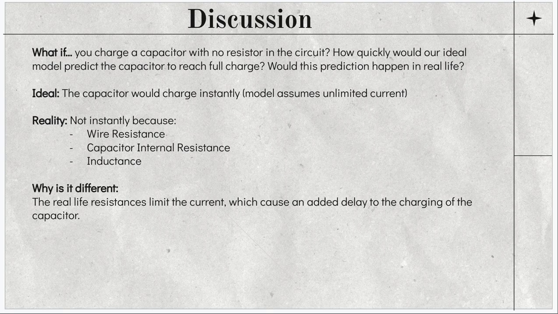Now ideally the capacitor would charge instantly, but this ideal model assumes a limited current. But in reality, this would not be instant because of things like wire resistance, capacitor internal resistance, and inductance. The reason for the difference is that in real life there are certain resistances that limit the current, which causes a delay in charging the capacitor, whereas in ideal circumstances there would be no resistance, so there would be no delay, and the capacitor would charge instantly.